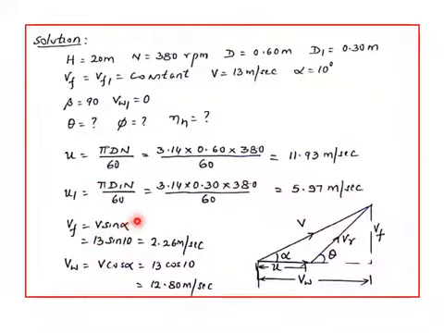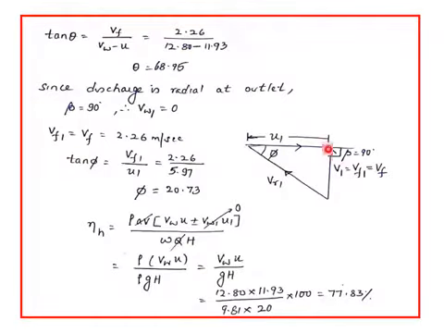Now because alpha is known and V is known, we can find Vf and Vw. Vf is V sin alpha, using this triangle, whereas Vw is V cos alpha. That gives Vf as 2.26 meters per second and Vw as 12.8 meters per second. Now we know Vw, we know u, and we know Vf. Hence tan theta is nothing but Vf by Vw minus u. So theta can be calculated, which is the vane angle at the inlet. Substituting the values of Vf, Vw and u, we get theta as 68.95 degrees.